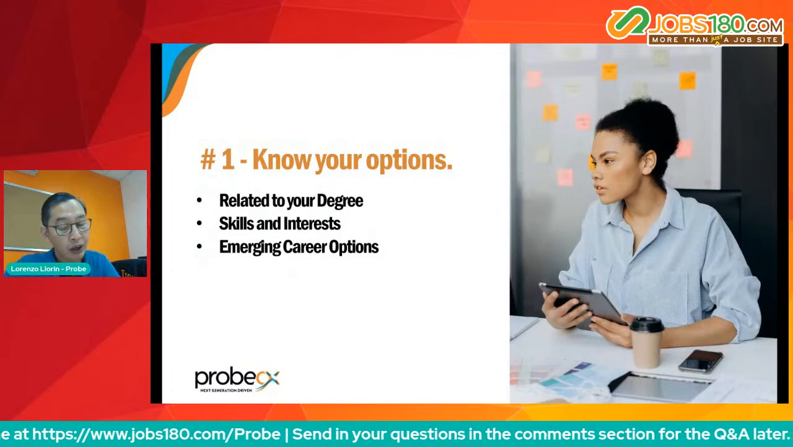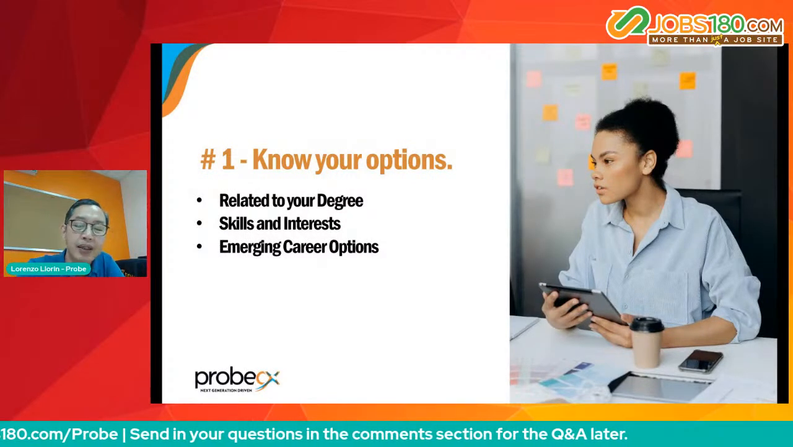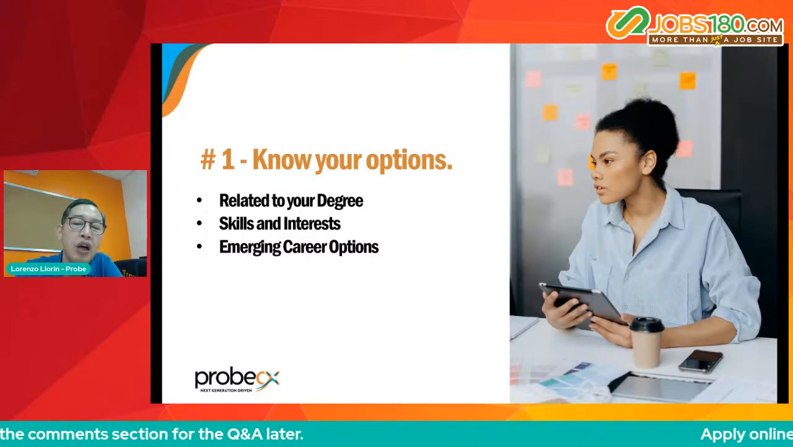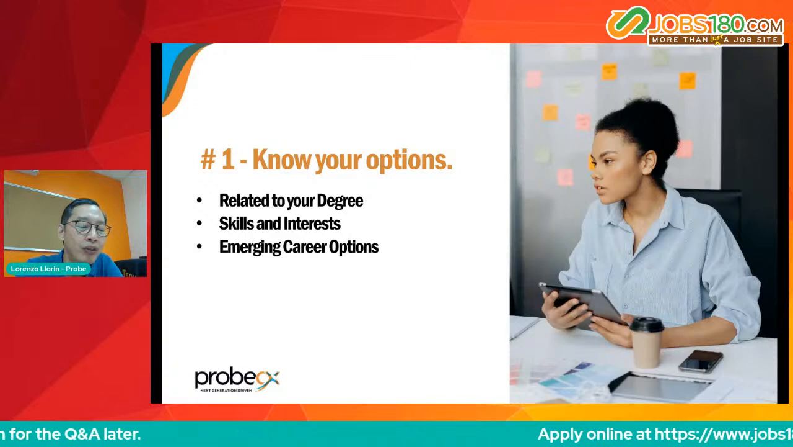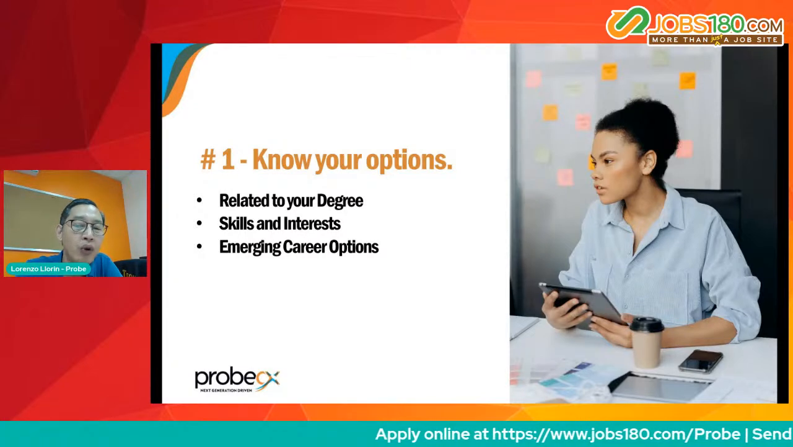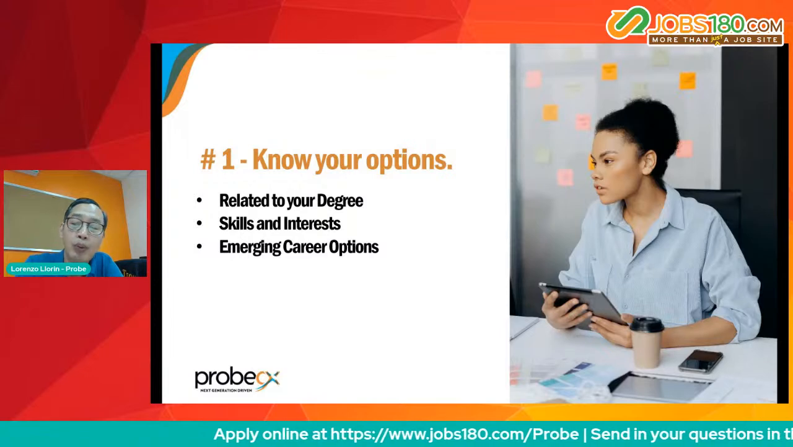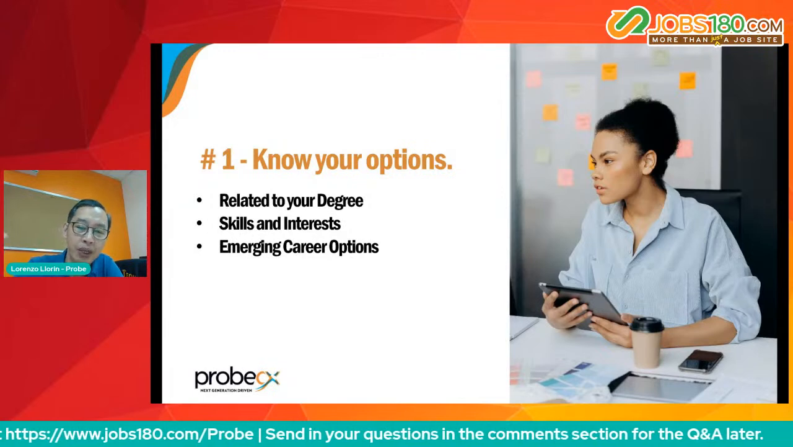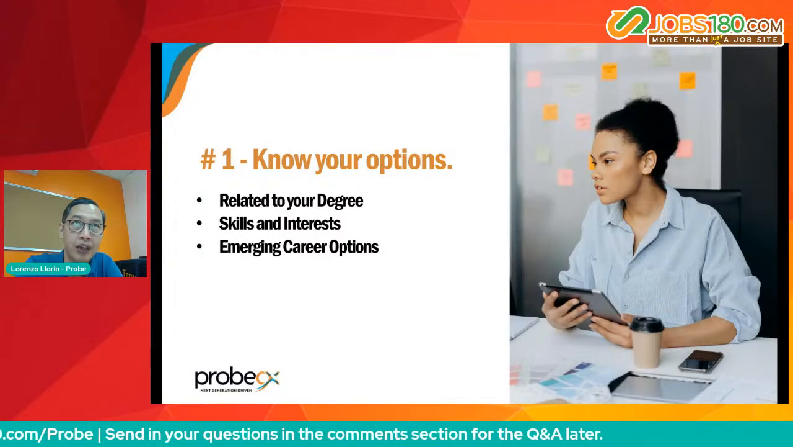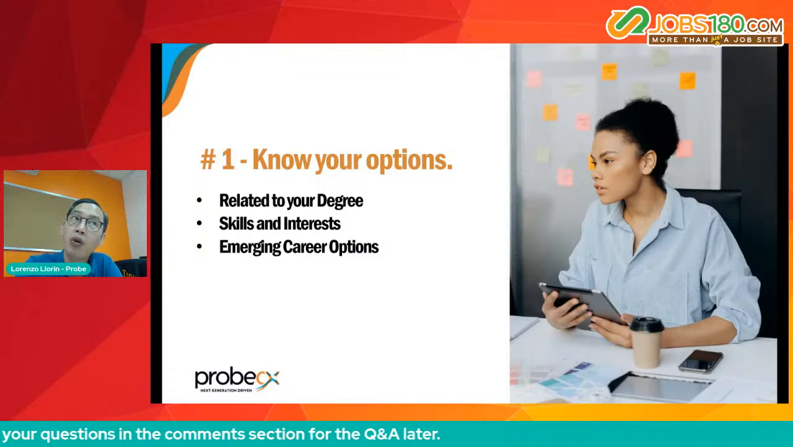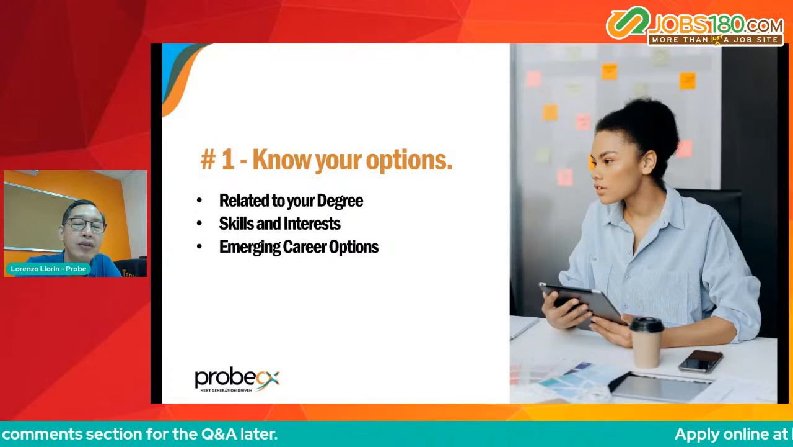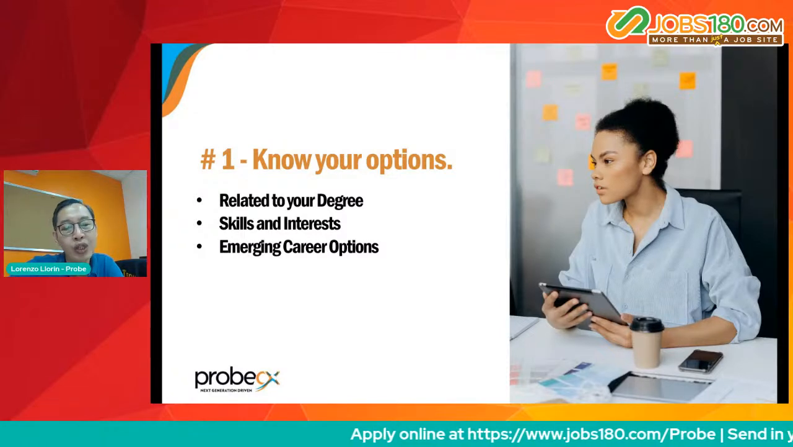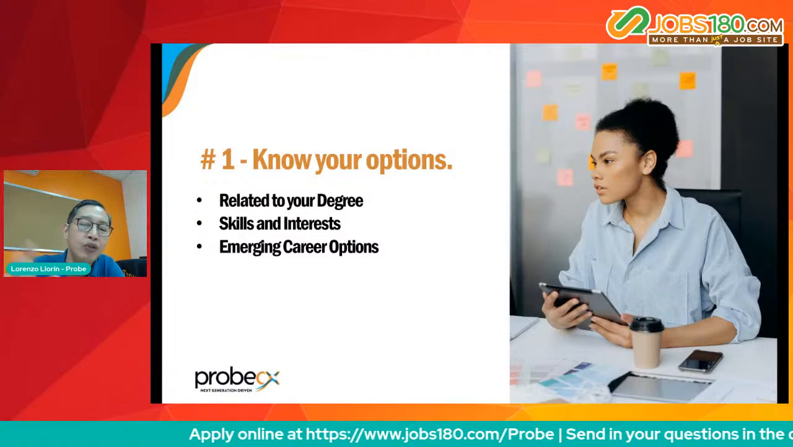All right, so of course, as you look into your options, you will definitely need to list down what the options are. The options might be related to your degree. It might be related to your skills and interests. Like me, my interest is basically woodworking. Definitely, that's something I would want to opt for once I retire. And some other stuff like emerging career options. I'll go through each one of the details as I move along.